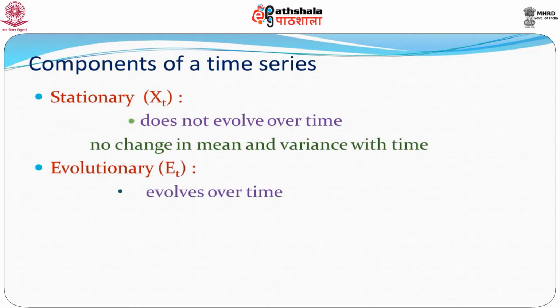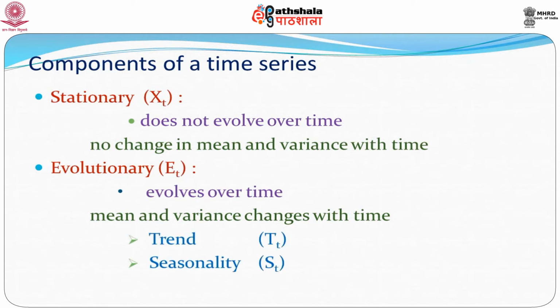On the other hand, we have an evolutionary component. This evolves over time, that is, the mean and variance change with time. So, the time series looks different when we plot it at different time points. It keeps on changing its structure as we move along over time. The two most important components of the evolutionary part are the trend and the seasonality. We will denote trend by T and seasonality by S.